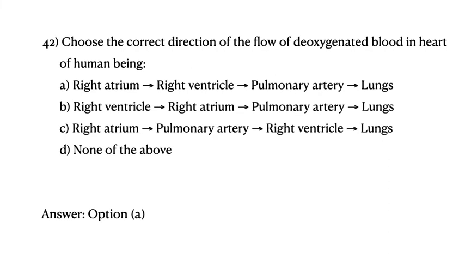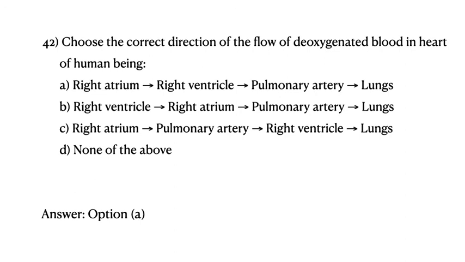Question number 42. Choose the correct direction of the flow of deoxygenated blood in heart of human being. Option A, right atrium to right ventricle to pulmonary artery to lungs. Option B is right ventricle to right atrium, pulmonary artery to lungs. Option C, right atrium to pulmonary artery to right ventricle to lungs. And D is none of the above.